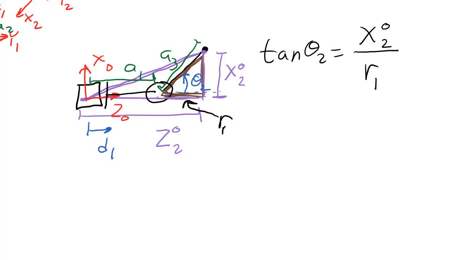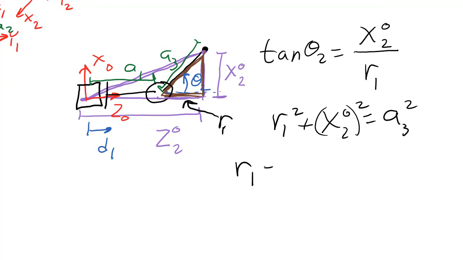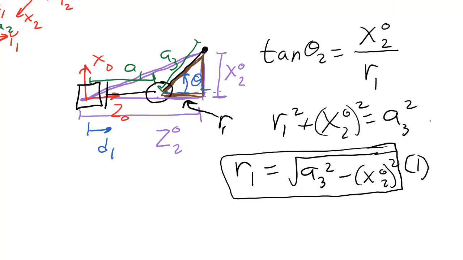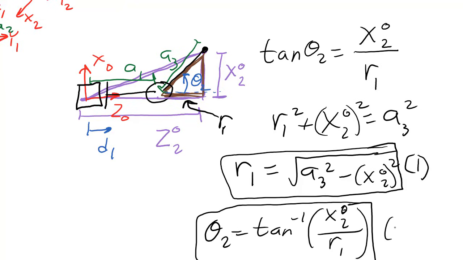How could we find a value for R1? We could use the Pythagorean theorem. We could say that R1 squared plus X02 squared is equal to the hypotenuse squared, and here the hypotenuse of the brown triangle is A3. I'm going to solve this equation for R1. I'm going to label this equation 1, then I'll solve the tangent equation for theta 2, and I'll call this equation 2.